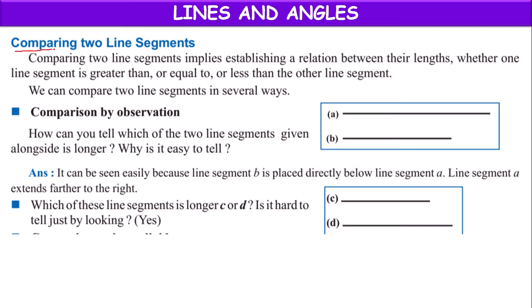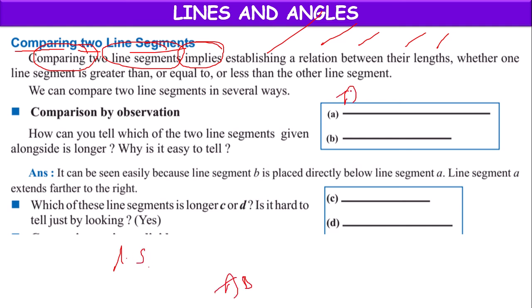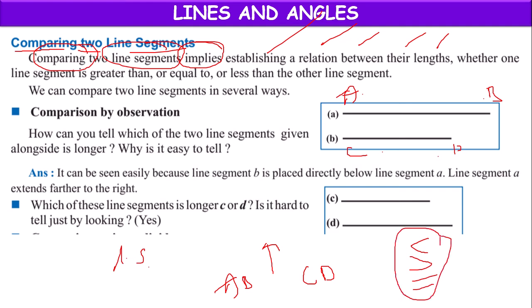In general, if you want to compare two line segments, what is the meaning of comparing here? Comparing two line segments means establishing a relation between their lengths. If the first line segment is AB and another line segment is CD, comparing AB and CD means establishing a relationship between their lengths by symbols like less than, greater than, equal to. With mathematical symbols, if we are able to compare the length L1 of AB and the length L2 of CD, then it is called comparing.